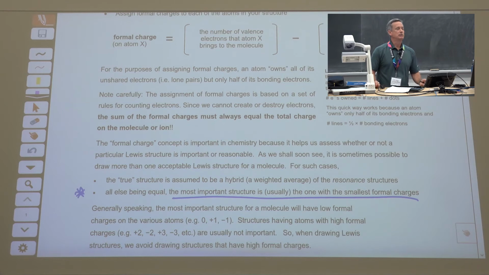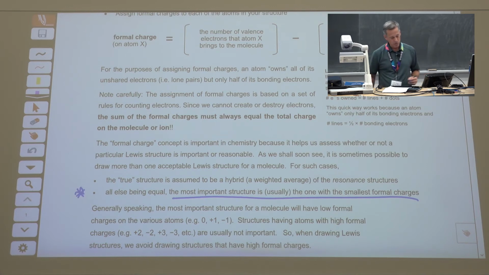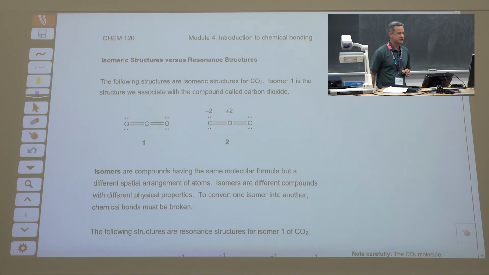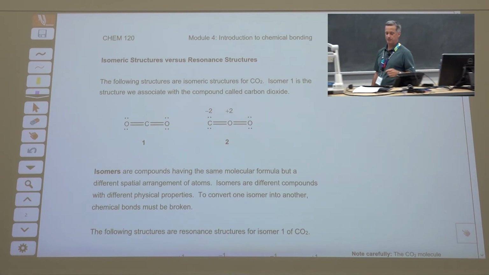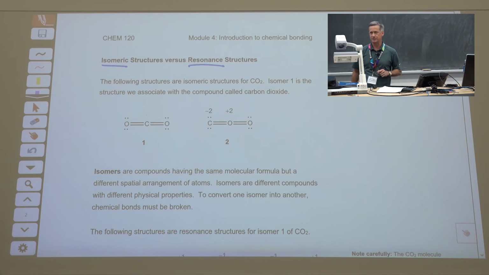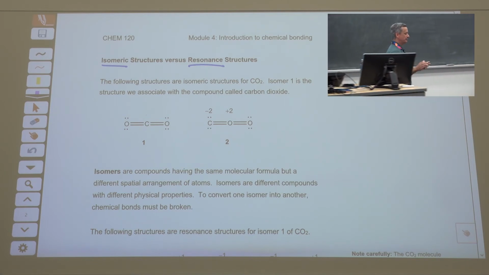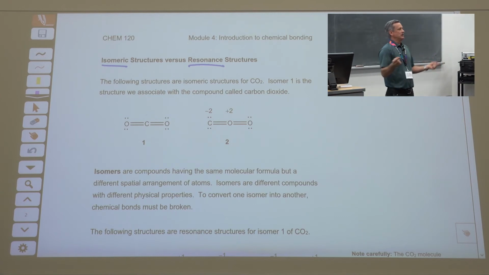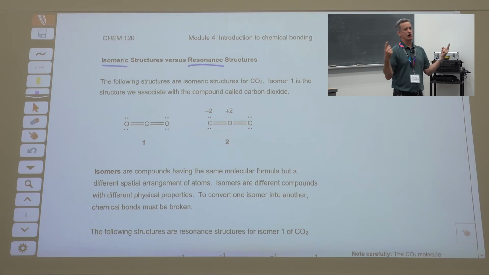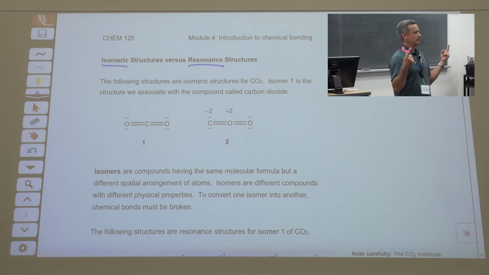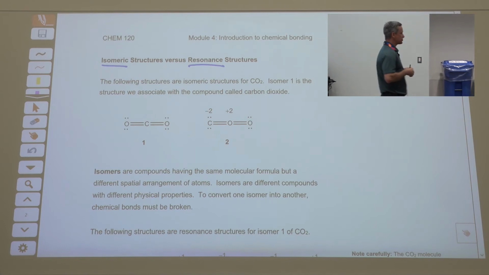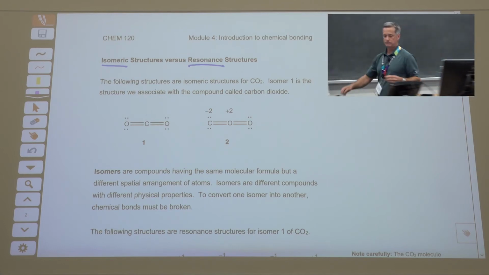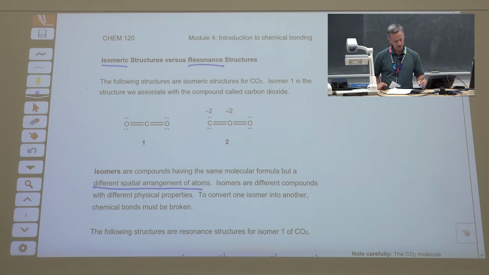But a resonance structure does have some other very important meaning as well. And in order to emphasize that, I do want to focus for a moment on the distinction between what are called isomeric structures and resonance structures. And the difference is quite simple. When we're looking at two different structures that have the same molecular formula, if the two structures differ in the spatial arrangement of the atoms, then we're talking about isomeric structures. So isomeric structures have different spatial arrangements of atoms.